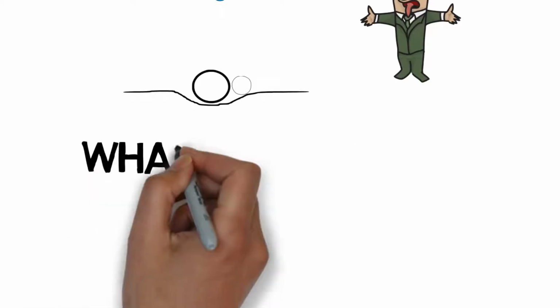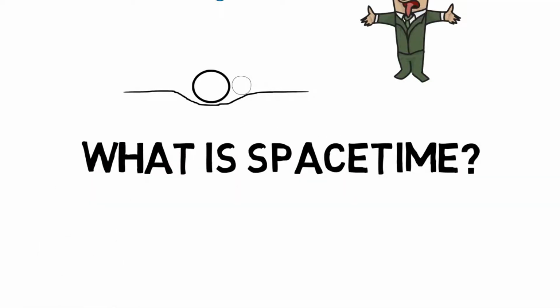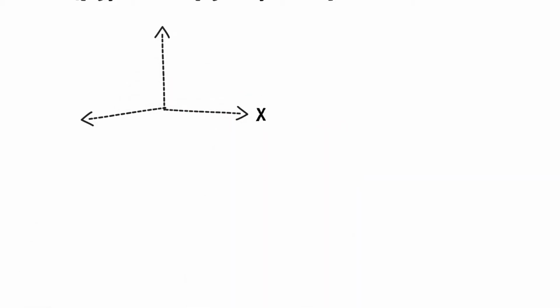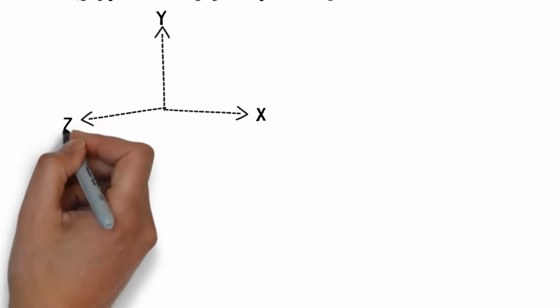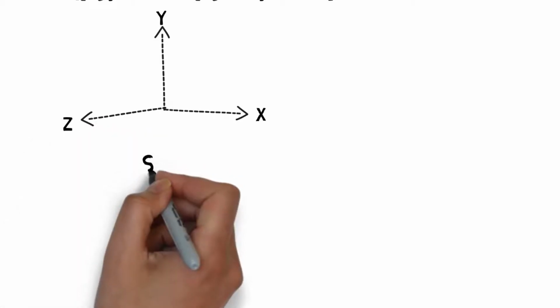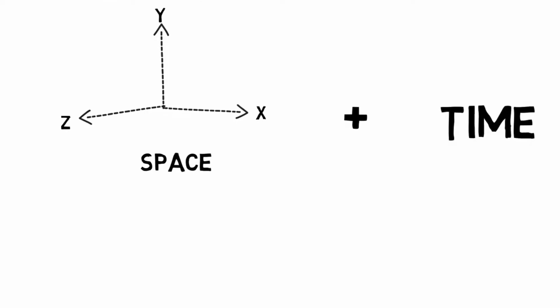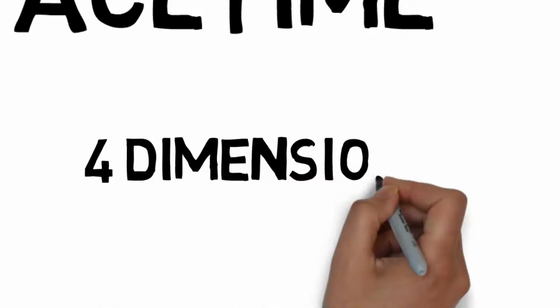The question then is, what is space-time? Let's first explain the three dimensions. X represents length, Y represents height, and Z represents width. Now what space-time does is it combines space and it adds the element of time. Hence the name space-time. It is four-dimensional and it is very difficult to graph or display.